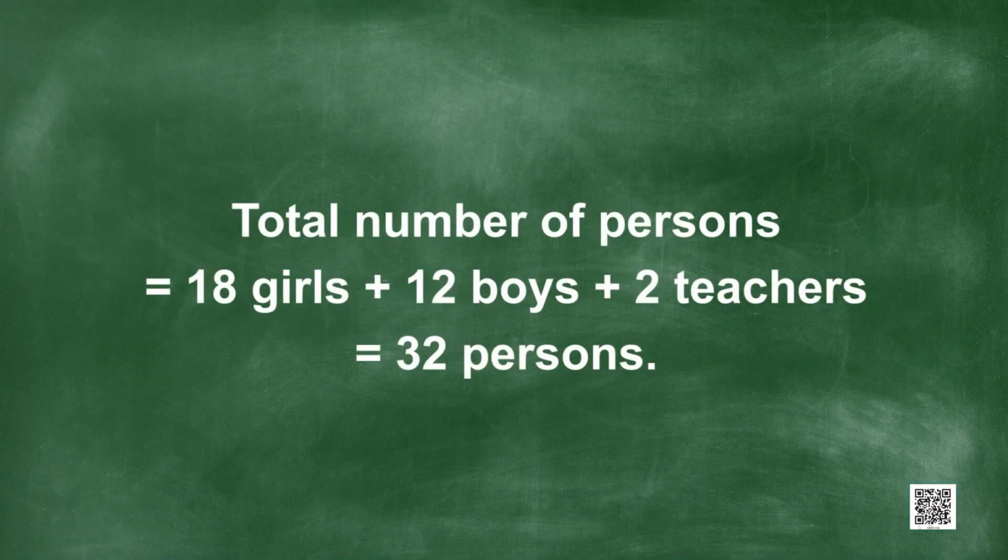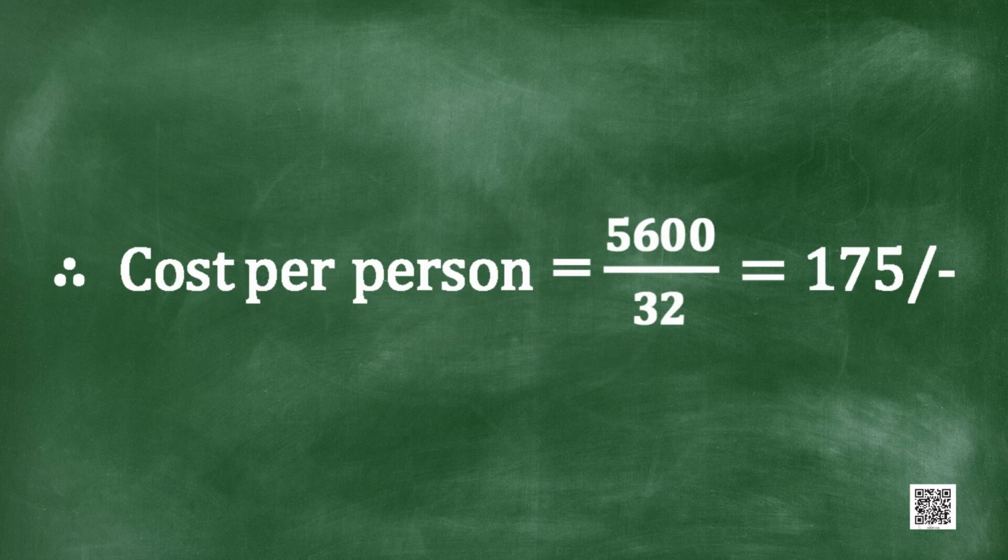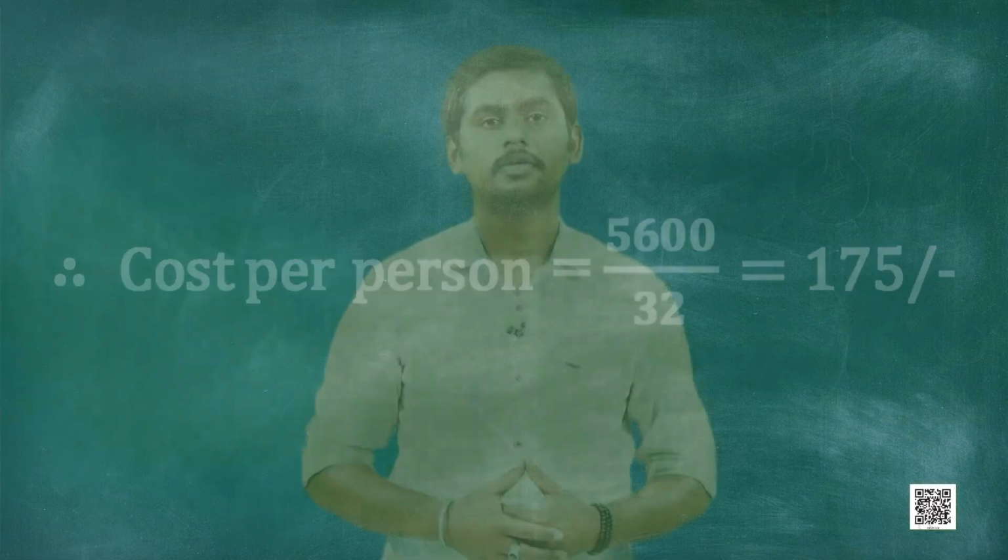Now let's try to calculate the total number of people who are traveling in this picnic. So the total number of persons is equal to, we have found that there were 18 girls plus we also found that there were 12 boys plus additionally 2 teachers also joined. So therefore, the total number of persons is 32. Now the cost per person will be given by the total expense divided by the total number of people. So that is equal to 5600 divided by 32, which is equal to rupees 175.